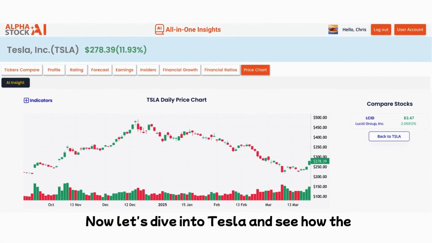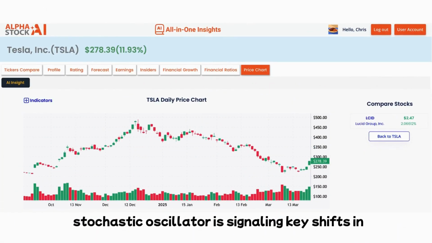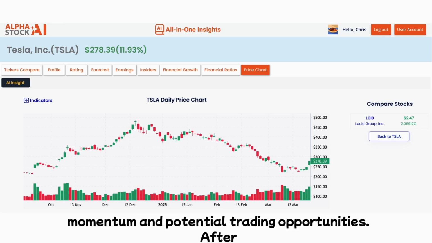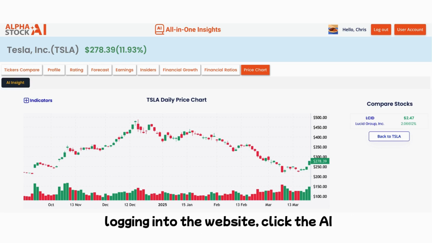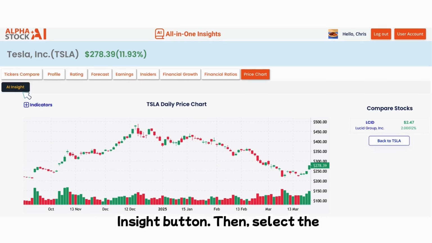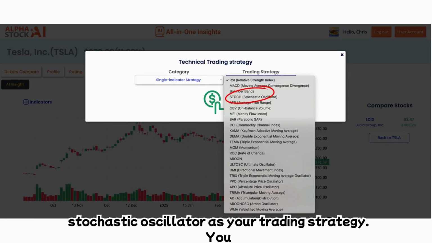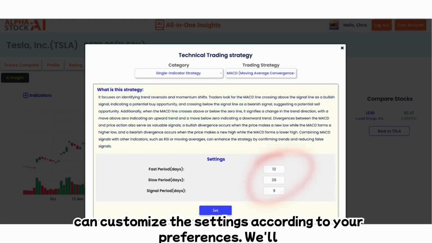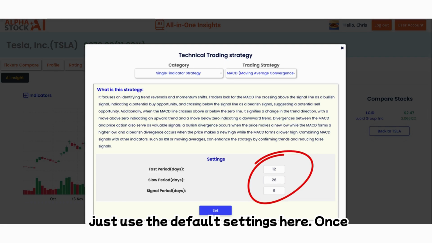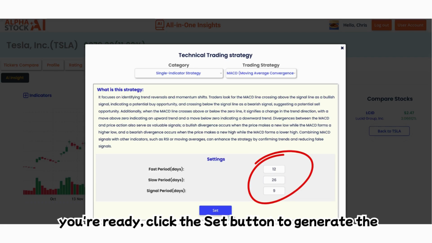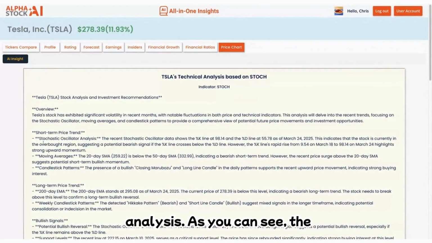Now let's dive into Tesla and see how the stochastic oscillator is signaling key shifts in momentum and potential trading opportunities. After logging into the website, click the AI Insight button. Then, select the stochastic oscillator as your trading strategy. You can customize the settings according to your preferences. We'll just use the default settings here. Once you're ready, click the Set button to generate the analysis.